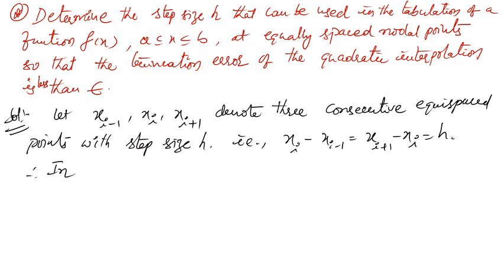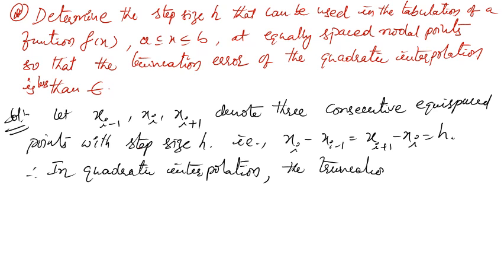The difference between two consecutive points is the same. Therefore, in quadratic interpolation, we have already seen this. In quadratic interpolation, the truncation error is, what is the truncation error in quadratic interpolation? Particularly we have seen in Lagrange's, right? Do you remember? In Lagrange's quadratic interpolation, the truncation error is, what is that?